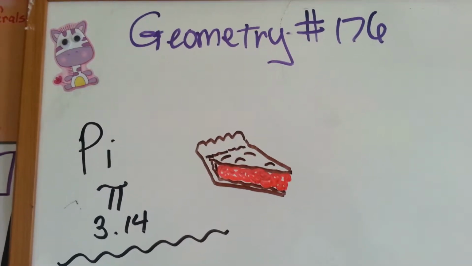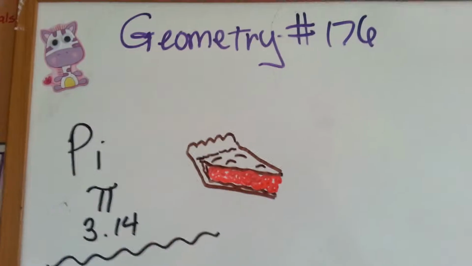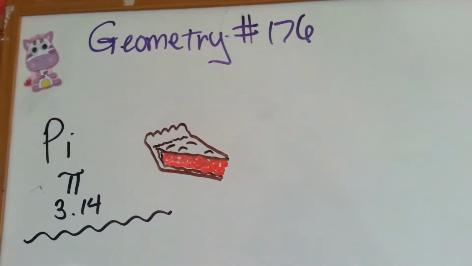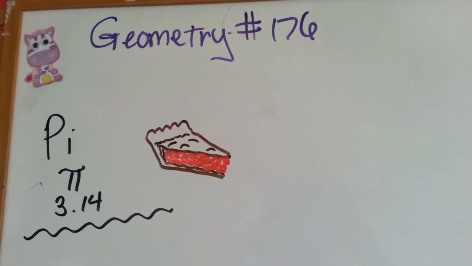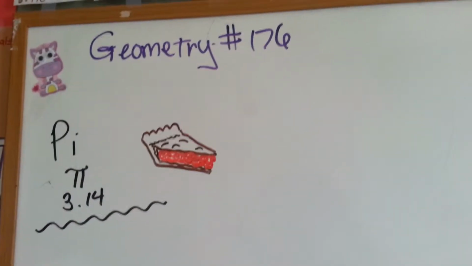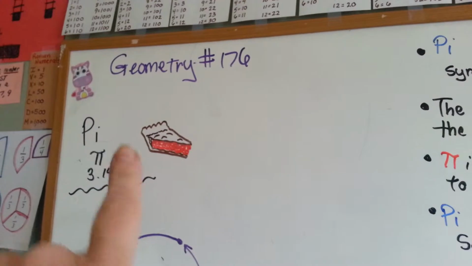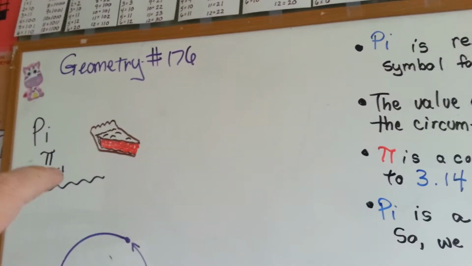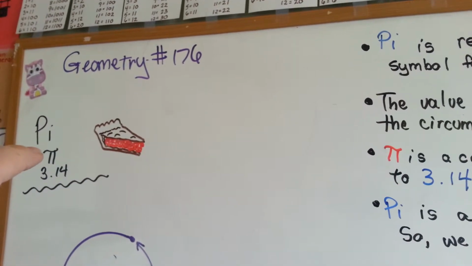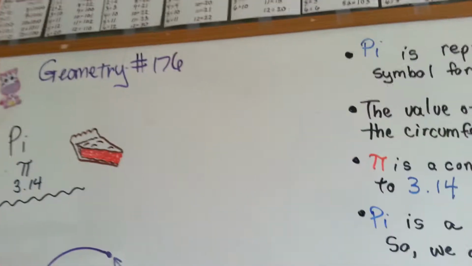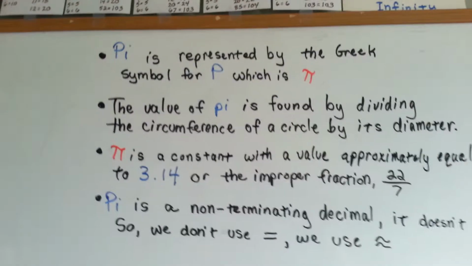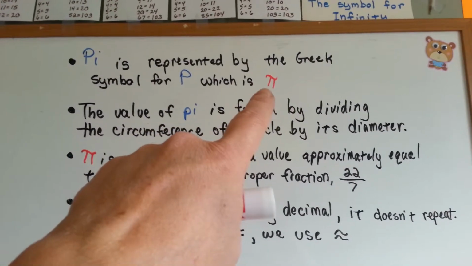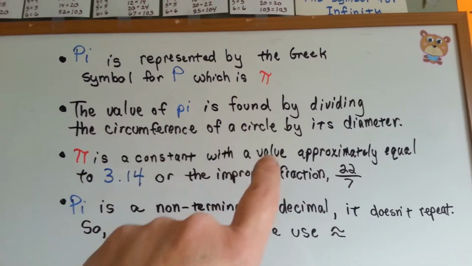Geometry number 176, pi. You probably already know this, so this will be a review for you. If you don't know it, this will be fun. I'm going to tell you what pi is. It's not the food, it's either 3.14 or this symbol for pi, which is 3.14. Pi is represented by the Greek symbol for p, which is this squiggly line with two legs coming down.